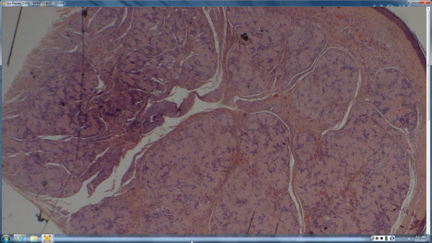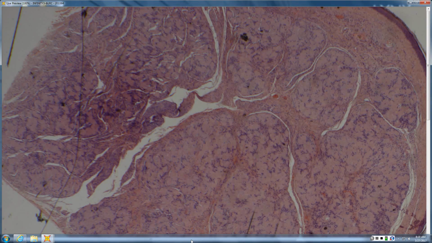PEN, and some of them really can be palisaded with lots of Verocay bodies. So spectrum of PEN, they all tend to be vertically oriented. They all have clefts between the fascicles. They're all superficial. Some of them are actually palisaded like this with Verocay bodies. Some are actually encapsulated. This one not so much so. But it sure lives up to the palisaded part of its name, which they can.